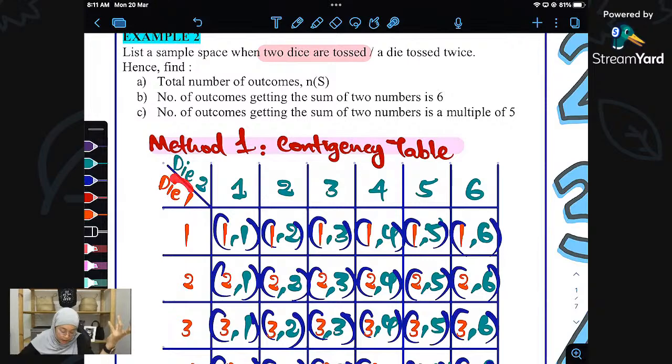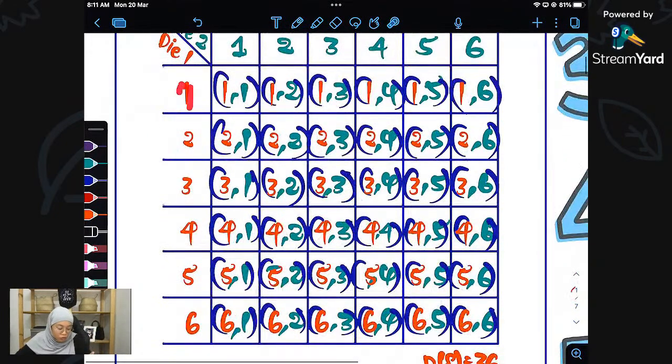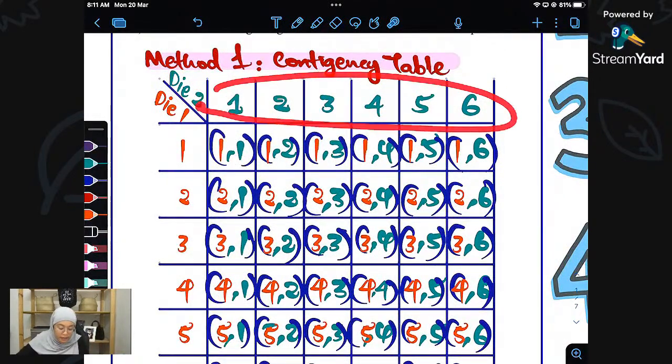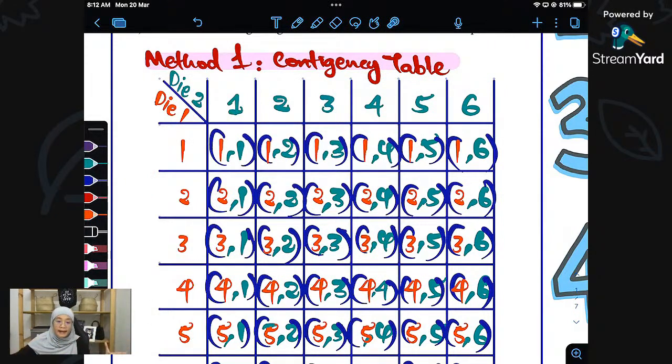Let's say this is die 1. So die 1, dadu yang pertama. Dadu yang pertama kita ada nombor 1. Of course lah, permukaan dia 1 sampailah permukaan yang 6. And then die yang kedua, of course, we have dice permukaan 1 juga sampailah permukaan yang ke-6. So kita buatkan dalam table supaya kita boleh senang listkan apa yang akan terjadi. Apa yang akan terjadi bermaksud the total outcomes that will happen if we throw 2 dice.